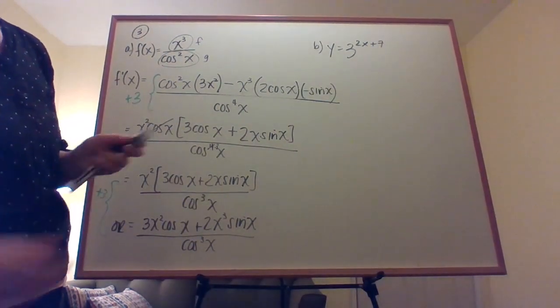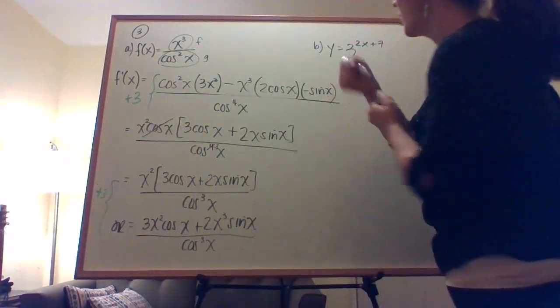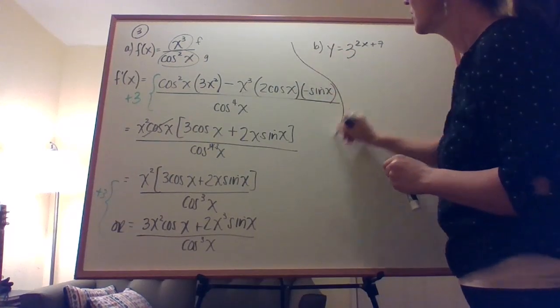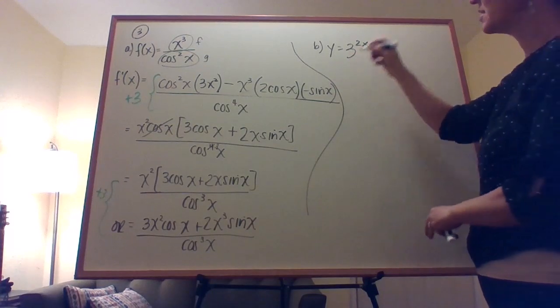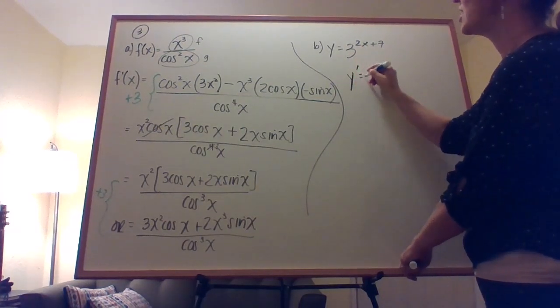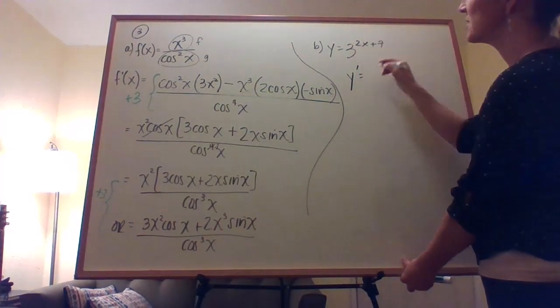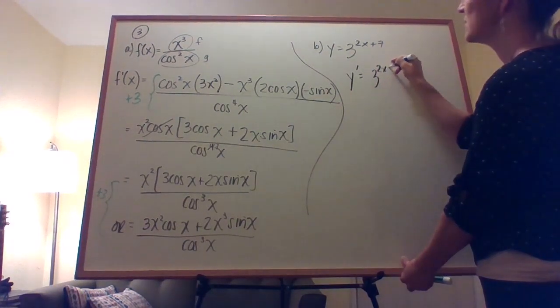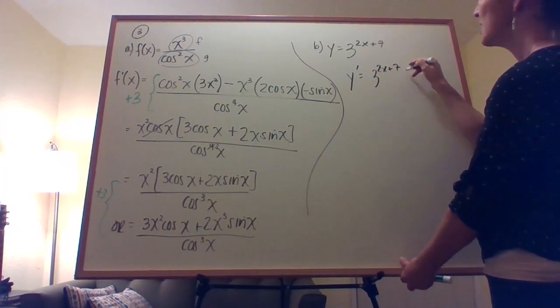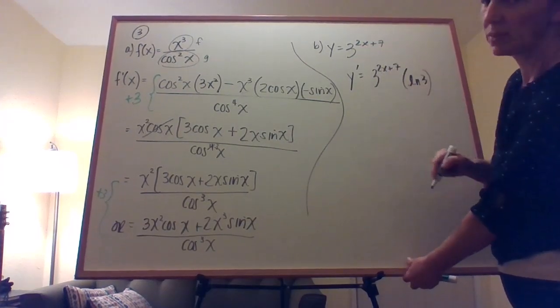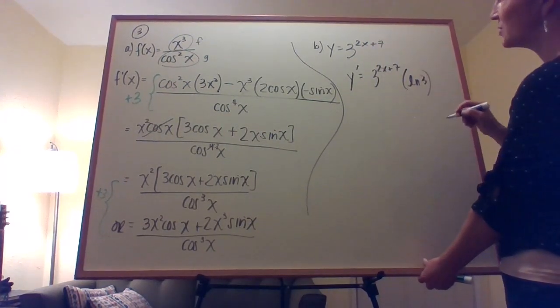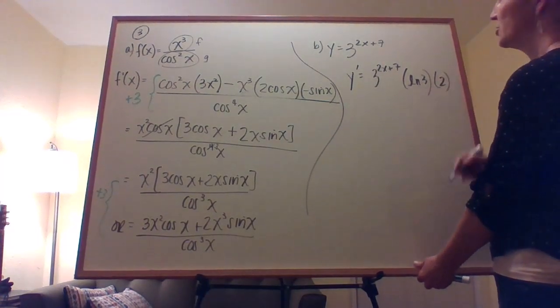Right? Let's take a look at part B. Part B here was y equals 3 to the 2x plus 7. This is 3 to the something. When I go to differentiate this, the derivative of 3 to the something is 3 to the something. So 3 to the 2x plus 7 times the natural log of 3 times the derivative of the something, that's the chain rule, and the derivative of 2x plus 7 is simply 2.